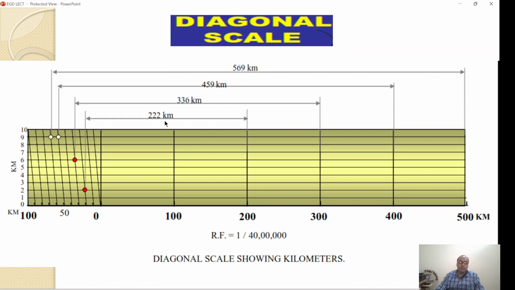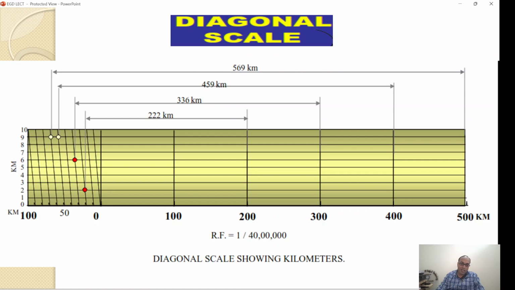So now, how to take a measurement on this scale? As you can see, first of all we have to show 222 kilometers. So we have to draw a vertical line upward from the 200 mark that we have written here. Sorry, this is 0, then 10, this is 20. So up to this, a 220 kilometer distance is there.